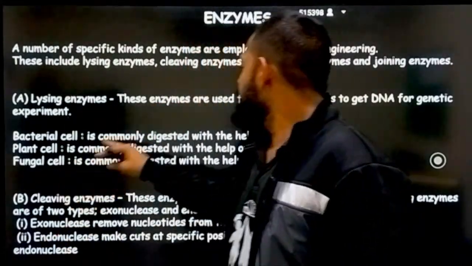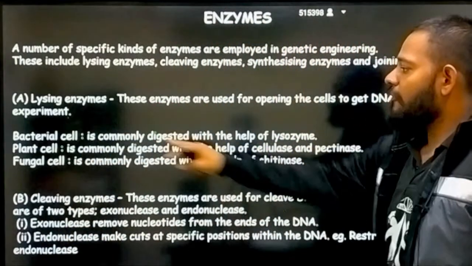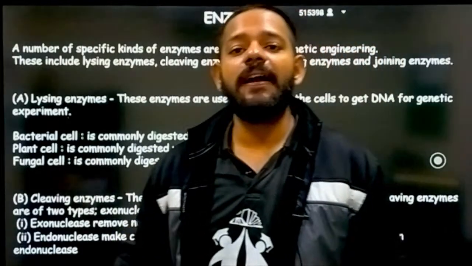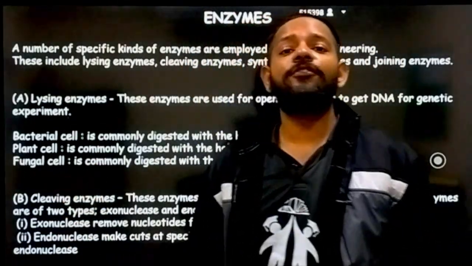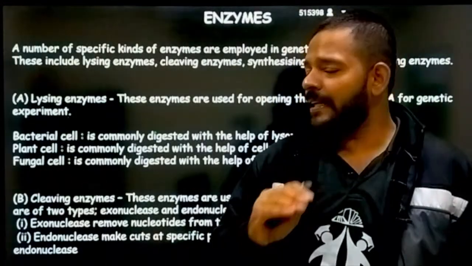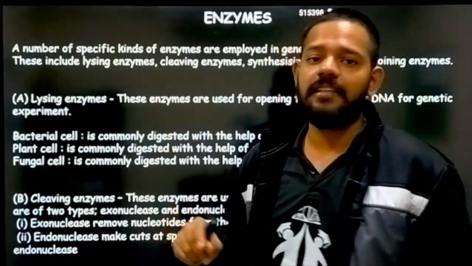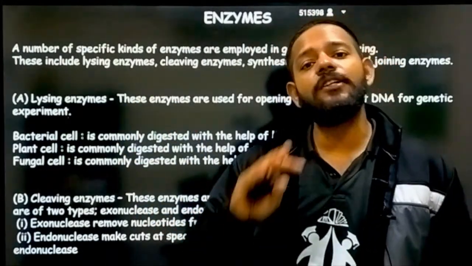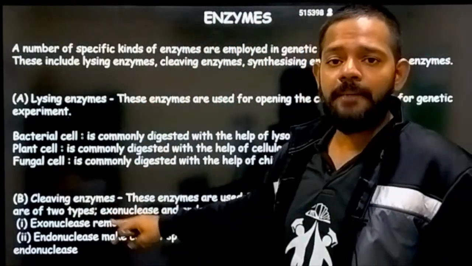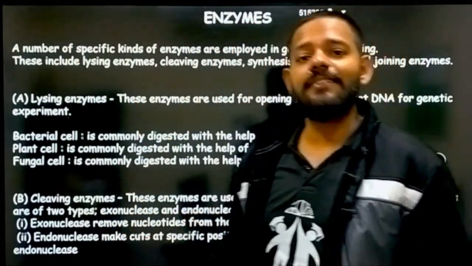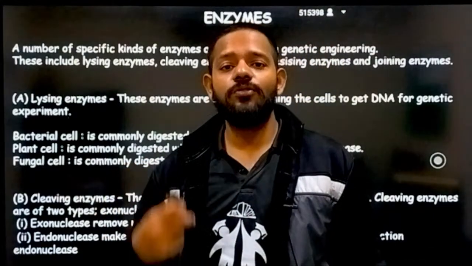For bacterial cells, we have lysozyme. For plant cells, we have cellulase and pectinase. Then for fungal cells, we have chitinase. But in animal cells, we do not require any lysing enzyme because in animal cells you do not find any cell wall. So these are the enzymes which are used to degrade the cell wall of that host cell.